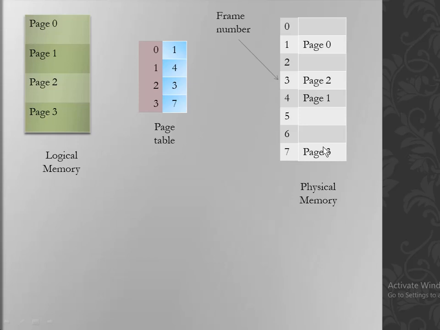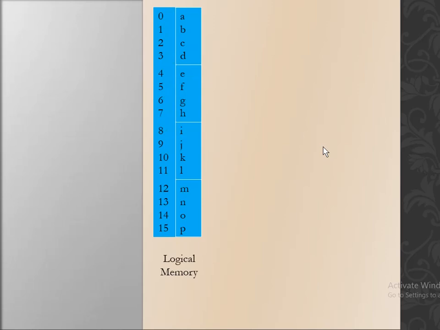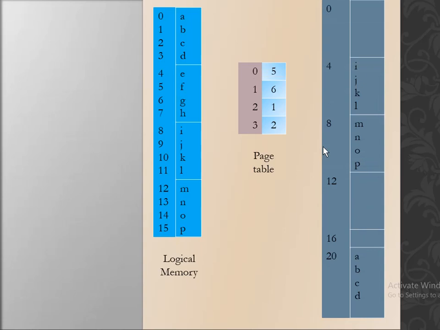It contains only 1 byte. Say for example, your page contains 4 bytes. In that case, take this example. This is logical address 0. Here we have 4 pages, and each page will be divided into 4 bytes. It contains 4 bytes, right? Take this example, logical address 0.